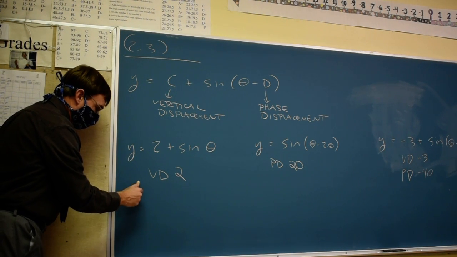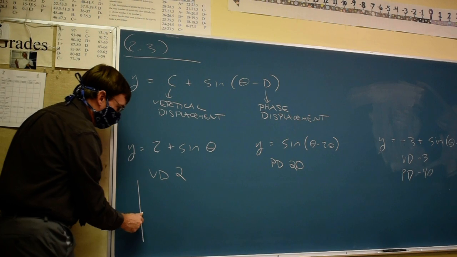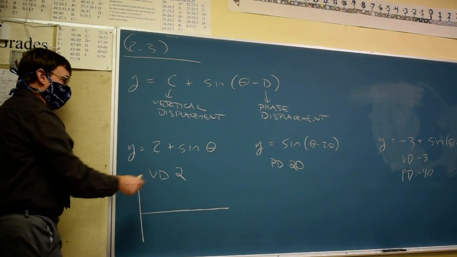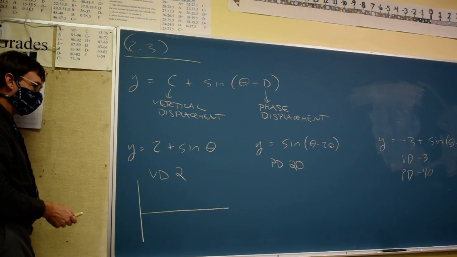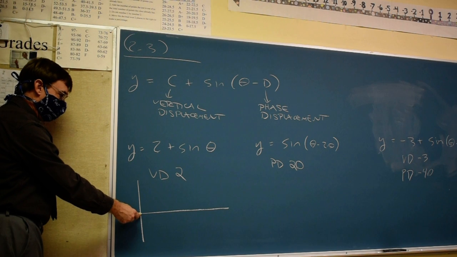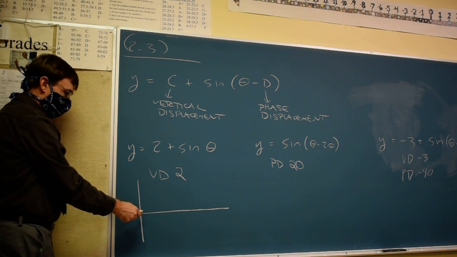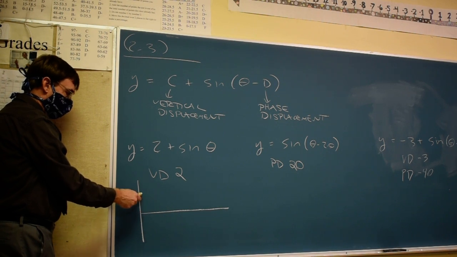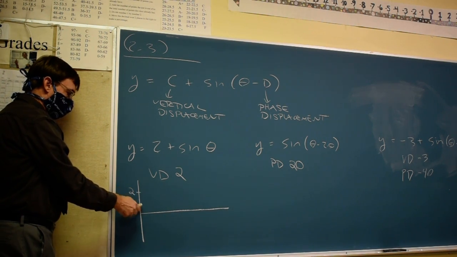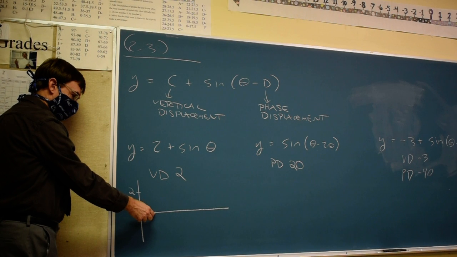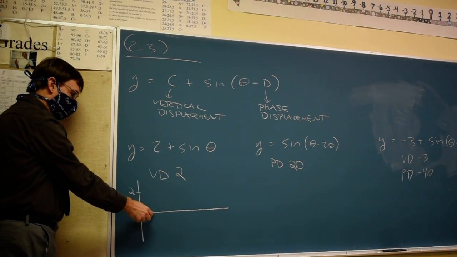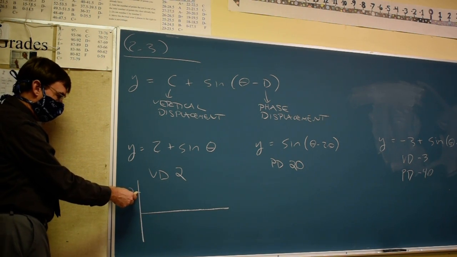Okay, so let's do some graphing now. For this, if the vertical displacement is 2, what that means is everything is going to have to move up 2. So we're no longer going to use the x-axis as our home base the way we did yesterday. We're going to have to go up 2 squares.